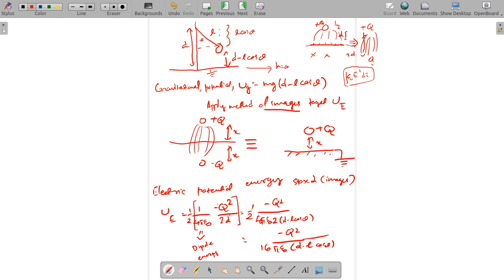Basically, you have charges q1, q2. One is plus q and the other is minus q, at a distance 2d. So this will give you the dipole potential energy. Then half of that will give you the energy of this particular system. So you end up with minus q square by 16 pi epsilon naught d minus L cos theta. That will be your answer.